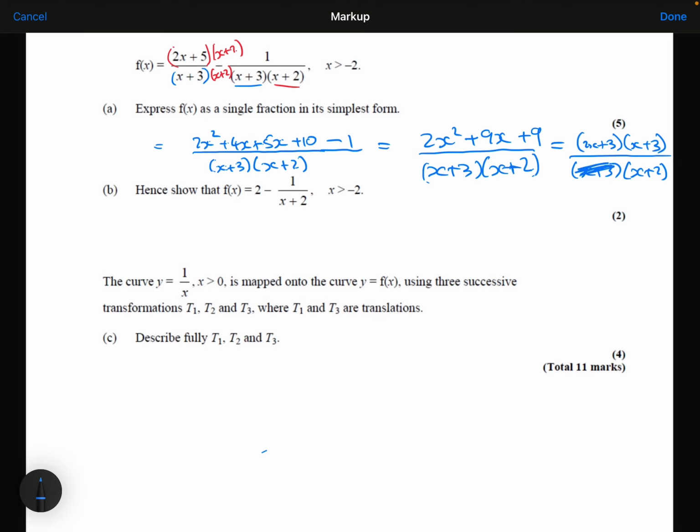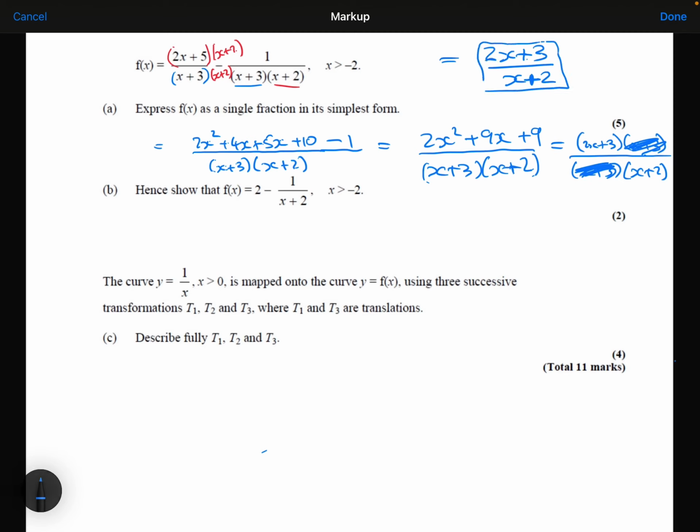We can then see that these two terms cancel out. And so we just find that our f of x is (2x plus 3) over (x plus 2). That is my single fraction in its simplest form.